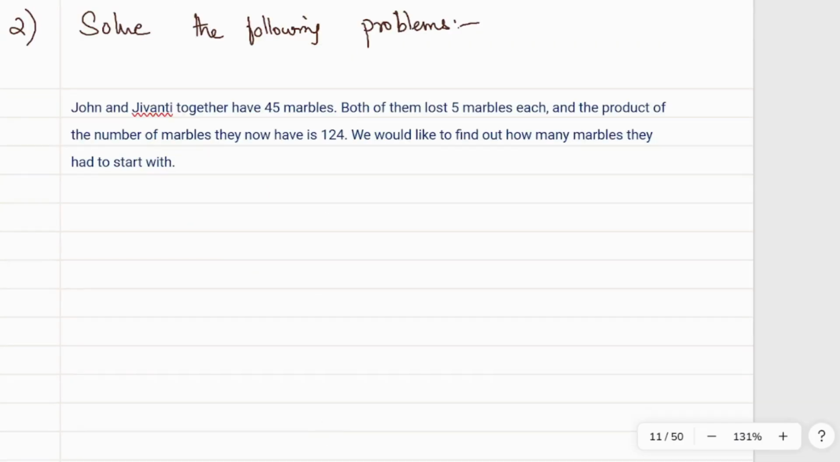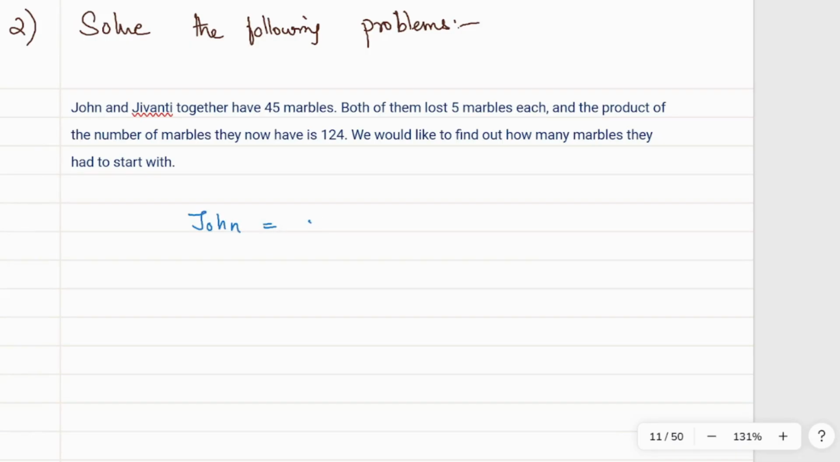Now, let's do question number 2. They are asking us to solve example number 1 using the factorization method. John and Jandi together have 45 marbles. Both of them lost 5 marbles each, and the product of the number of marbles they now have is 124. We would like to find out how many marbles they had to start with.